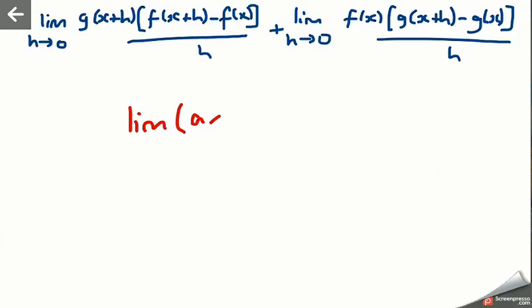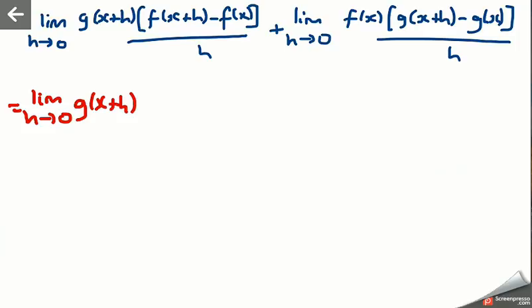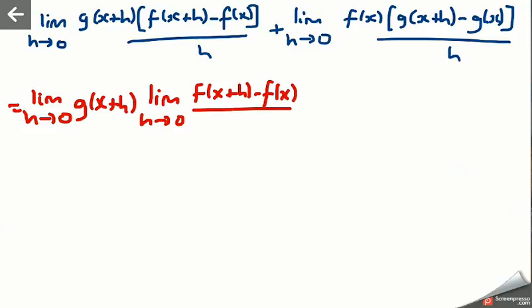So we're going to split up these limits again. So this is equal to the limit as h gets closer and closer to 0 of g of x plus h times the limit as h gets closer and closer to 0 of f of x plus h minus f of x divided by h. So we're up to here so far.